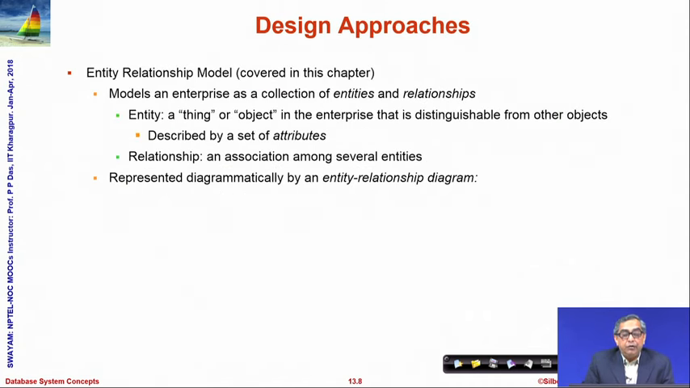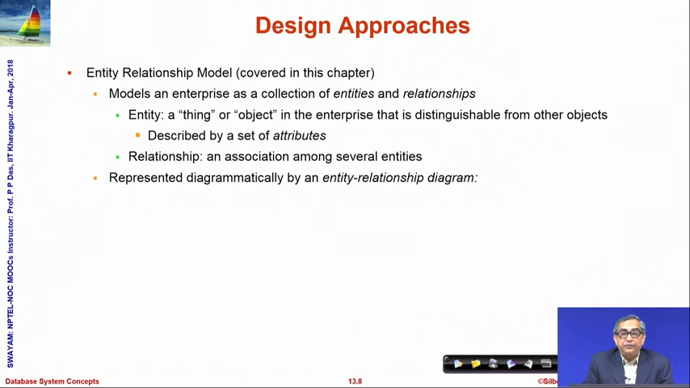Now, for the conceptual design, we primarily follow a model called the entity relationship model, which tries to identify the collection of entities and relationships. An entity is nothing but an object, a thing that is distinguishable from other objects. So, if I say that student is an entity, then a student is distinguishable from another entity, course. Both of them are distinguishable from a third entity, instructor, and so on.